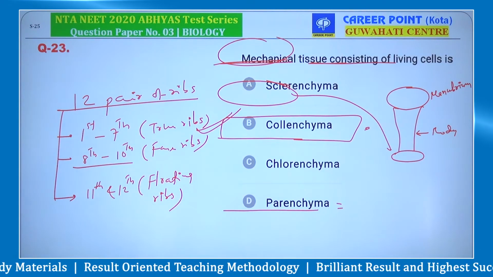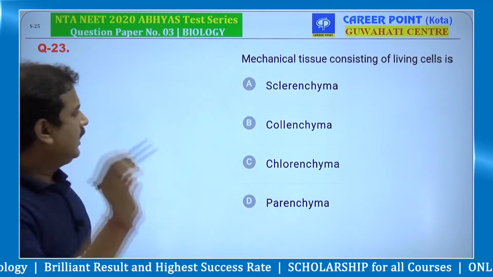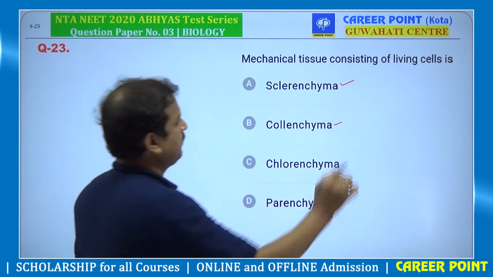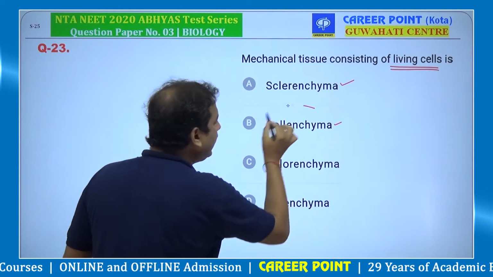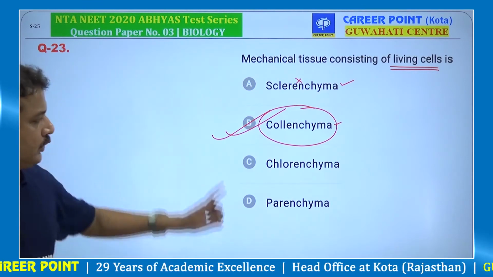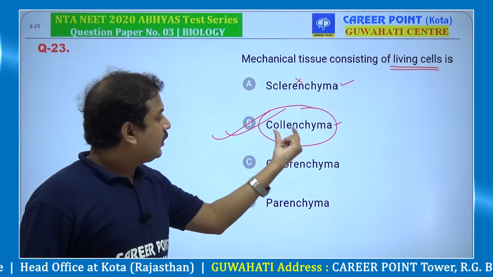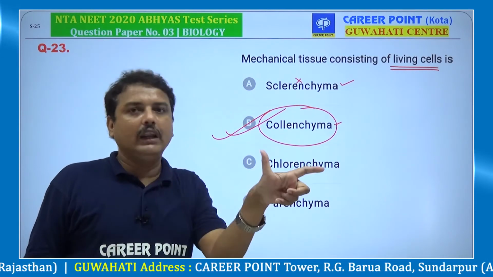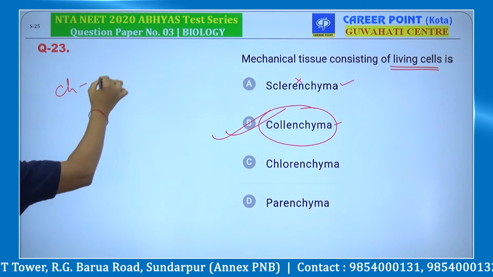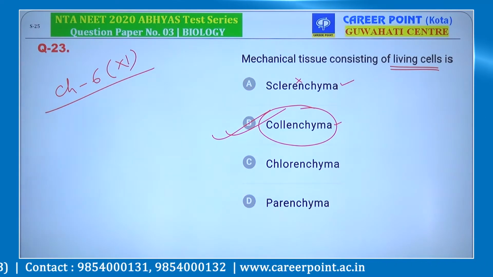Next. Mechanical tissue consisting of living cells. There are 2 mechanical tissues, sclerenchyma and collenchyma. But the point is living cells. So collenchyma is living, sclerenchyma is non-living, it's dead. So the answer is B. Please remember. This is from chapter number 6 of your class 11, Anatomy of Flowering Plants.